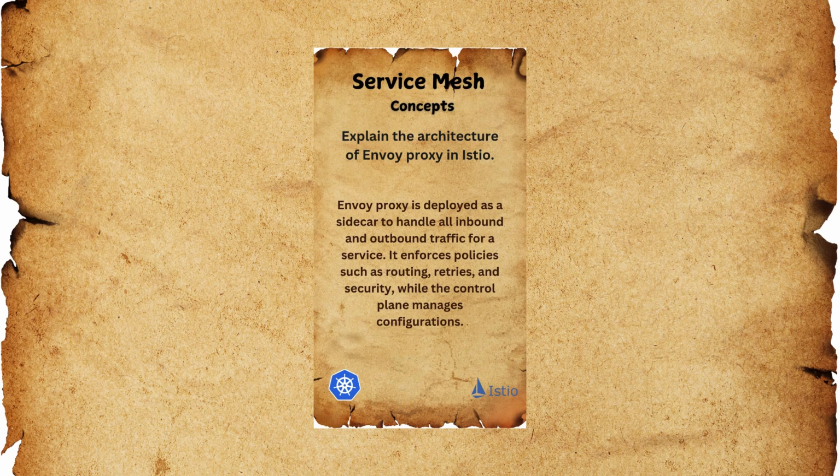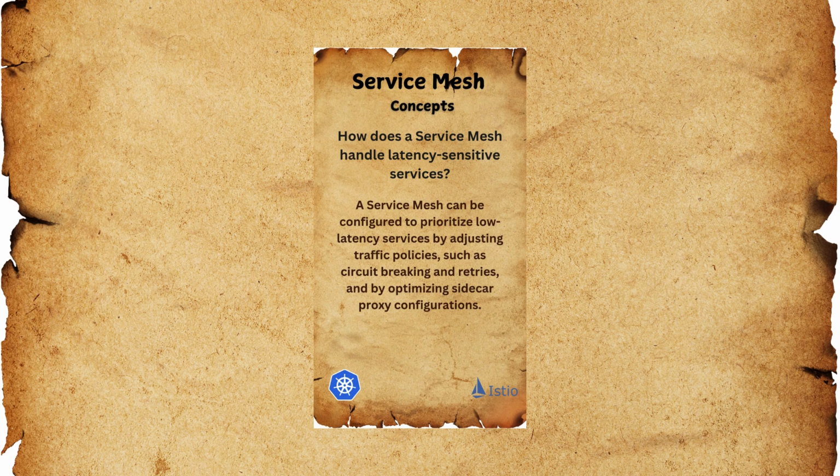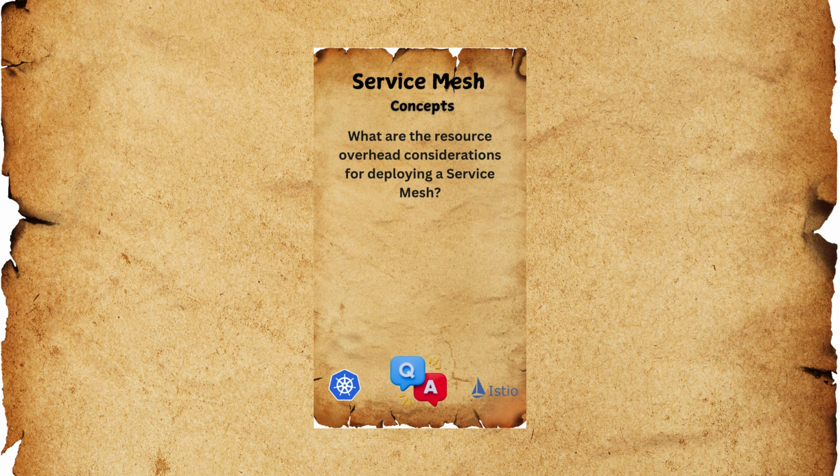Envoy Proxy is deployed as a sidecar to handle all inbound and outbound traffic for a service. It enforces policies such as routing, retries, and security, while the control plane manages configurations. How does a service mesh handle latency-sensitive services? A service mesh can be configured to prioritize low-latency services by adjusting traffic policies, such as circuit breaking and retries, and by optimizing sidecar proxy configurations. What are the resource overhead considerations for deploying a service mesh?